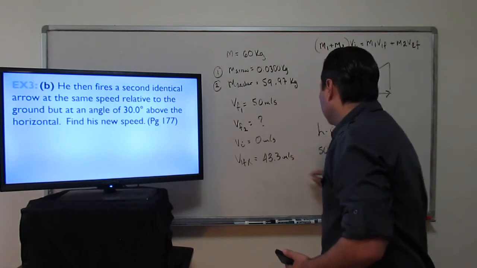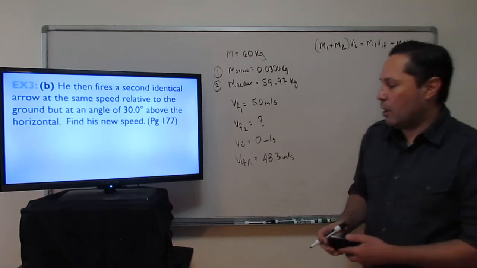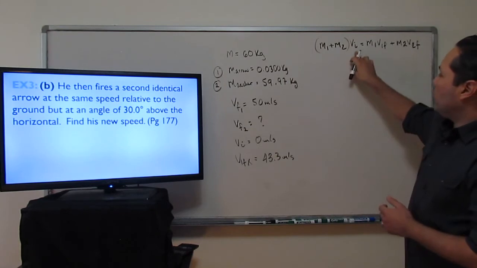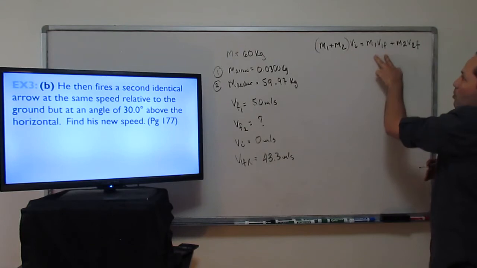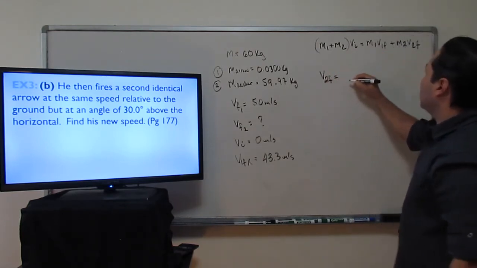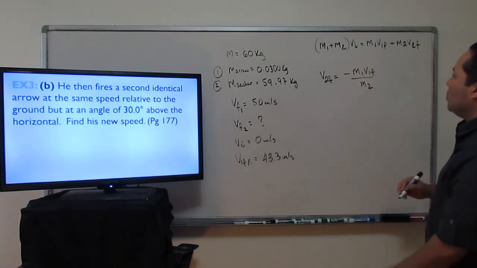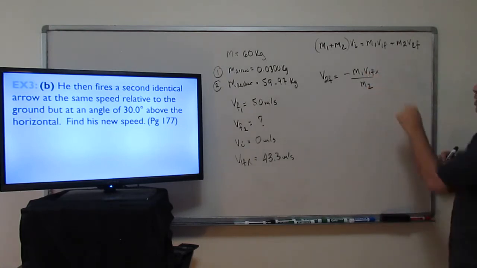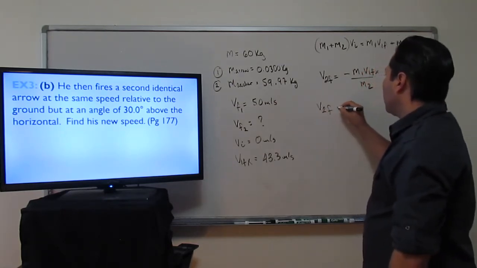43.3 meters per second. Let's once again get the formula for how fast our archer is sliding back. The initial was 0, so this whole left side was 0. We moved this over and divided by 2, so our velocity for our archer is again m1 v1 final over m2. But it's going to be the velocity on the x-axis right here. Sweet, so that's the only change to the problem. Let's plug in our numbers.